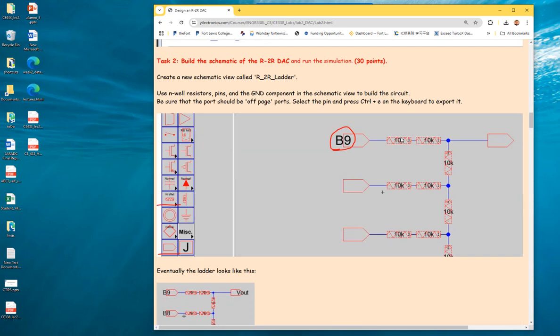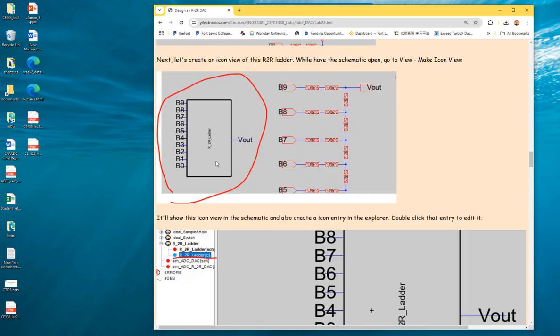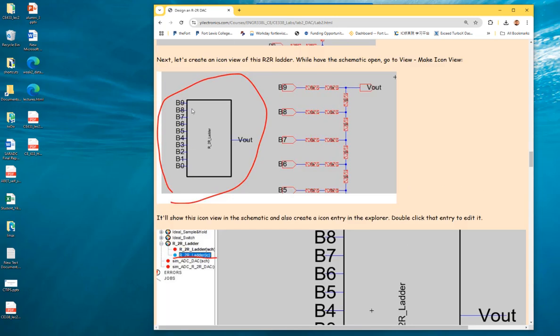These are resistor symbols in electric VLSI. So you can build a DAC. Here's the DAC. So put the DAC in the symbol. So you design the DAC circuit, and then you put in the symbol, just showing all the ports.